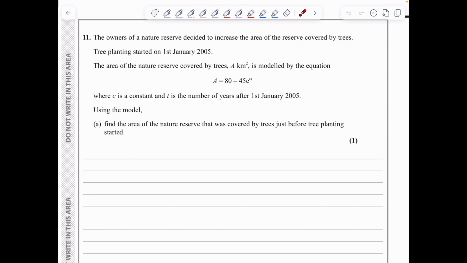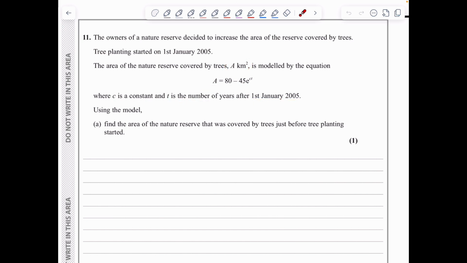Question 11 is a modeling question. We are told that the owners of a nature reserve decided to increase the area covered by trees. Now, tree planting started on the 1st of January of 2005. The area covered by trees is given by A square kilometers and is modeled through this exponential equation. C is a constant and t is the number of years after the 1st of January of 2005.